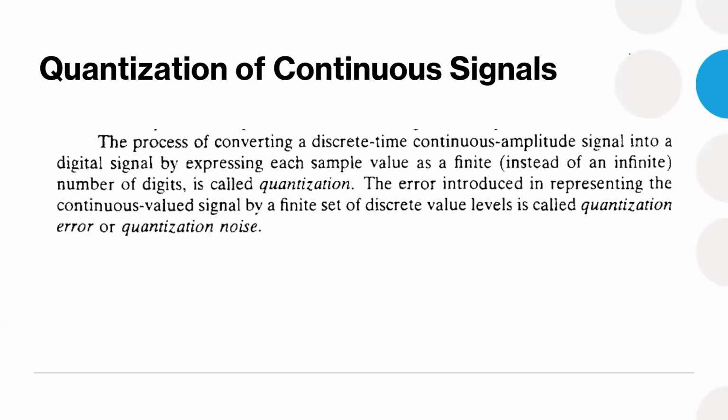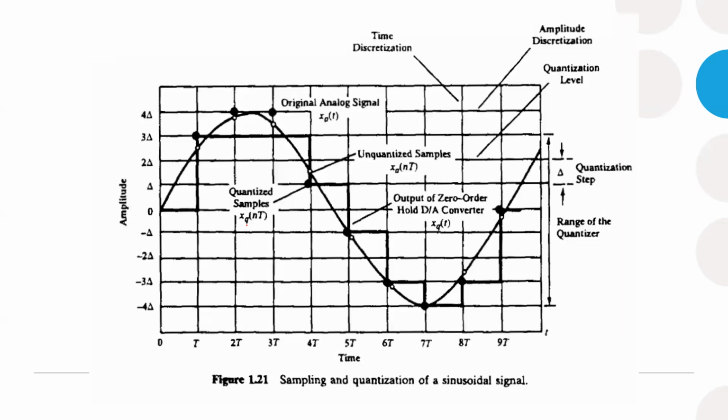Now, the quantization of a continuous signal. The process of converting a discrete time continuous amplitude signal into a digital signal by expressing each sample value by a finite number of digits is called quantization. The error introduced in representing the continuous valued signal by a finite set of discrete value levels is quantization error or quantization noise. We have discussed quantization noise in our previous lecture briefly.